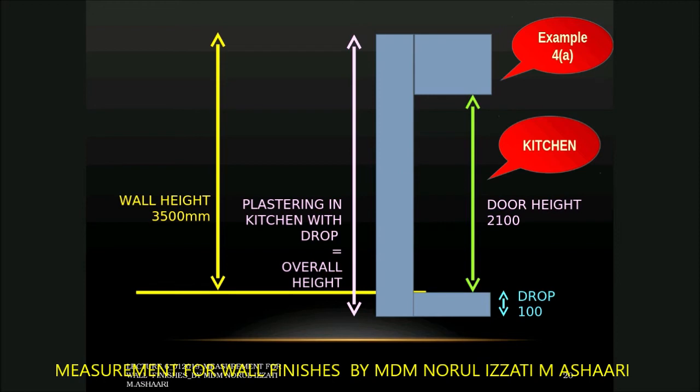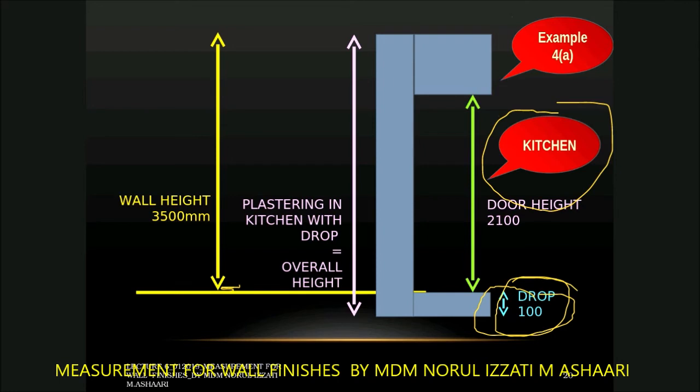You can see the plastering in the kitchen with the drop. If you need to measure the area for the kitchen, you have to consider the drop. So if I ask you what is the height of the plastering at the kitchen, you have to take 3,500 plus 100 mm, because originally the height is until here. So you need to consider another height for the drop.